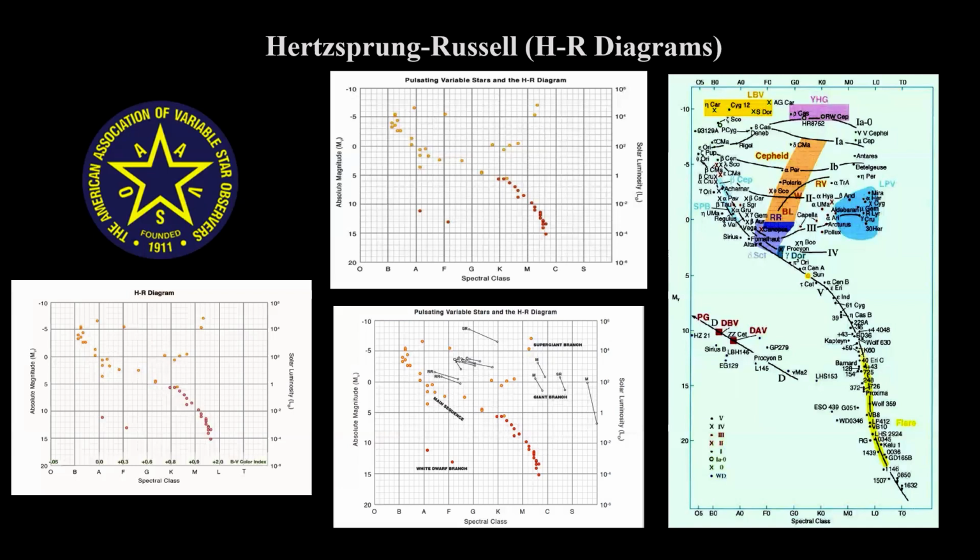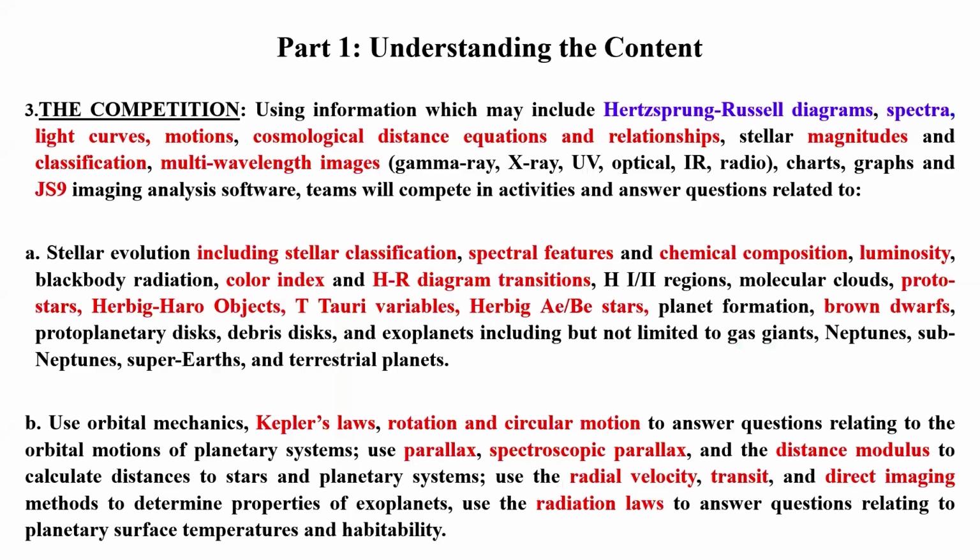However, there is always some kind of variability. Light curves on just about every single event are very important to help you understand what's going on internally within the star itself. So let's review the content listed in parts 3 and 3A of the event description. We have looked at a majority of the topics listed in this section.